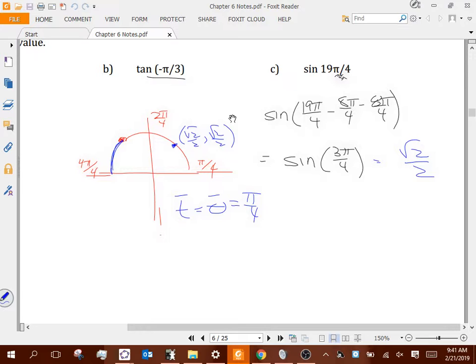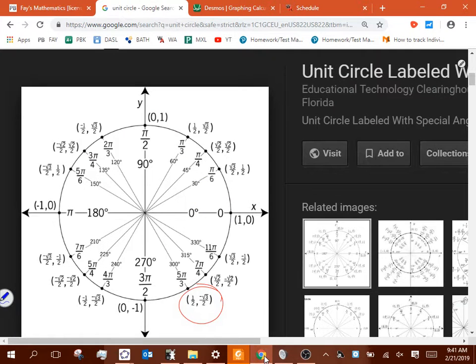Obviously, if you are a person that's going to use the complete unit circle, 19 pi over 4 doesn't exist there, right? So you still have to incorporate the coterminal angle aspect to reduce that to 3 pi over 4. And then if you want to pick off the radical 2 over 2 from that picture, then you can. Okay. Questions on that? That's something we can do?